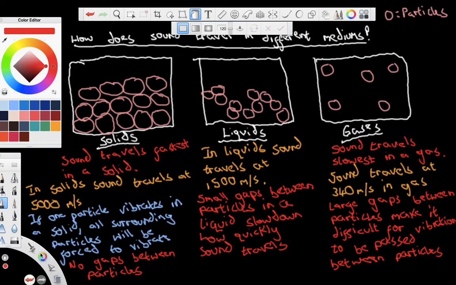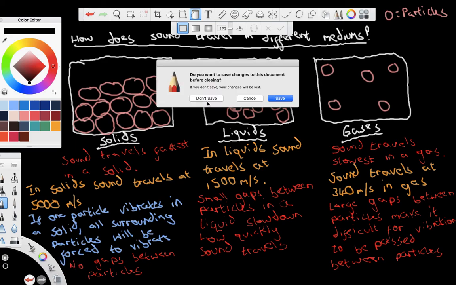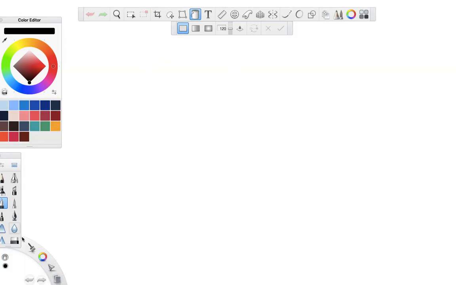I wonder if I can just turn everything back to black like this. No, it's going to take forever. So I'm going to just wipe the board and turn us black.